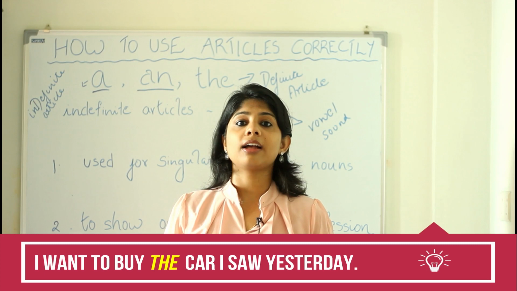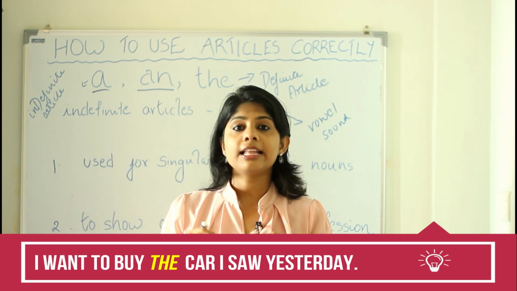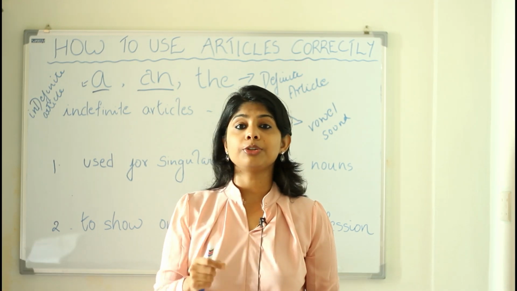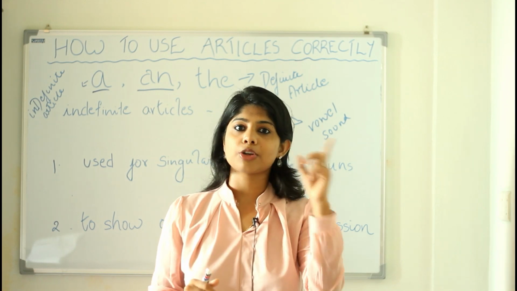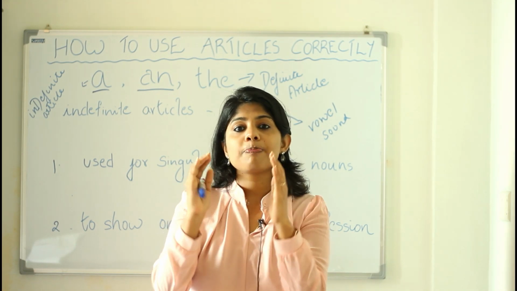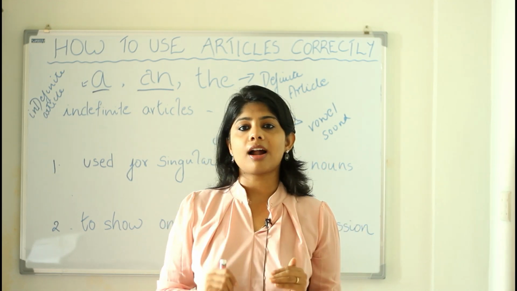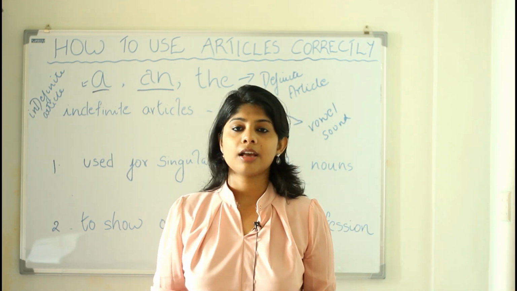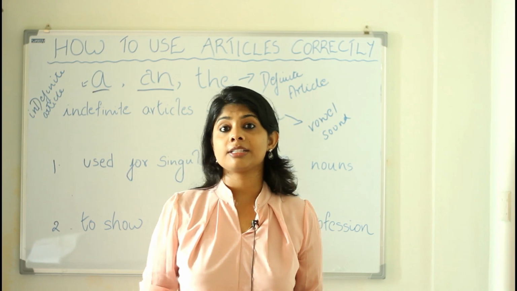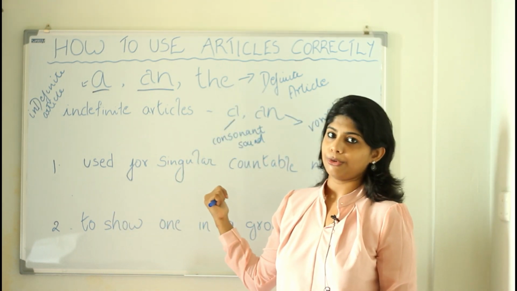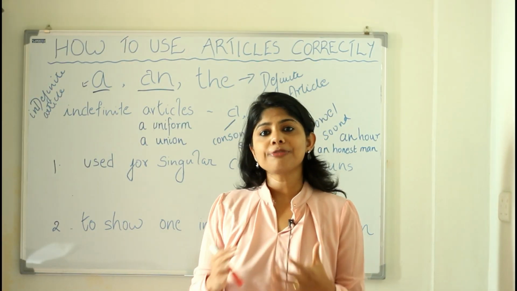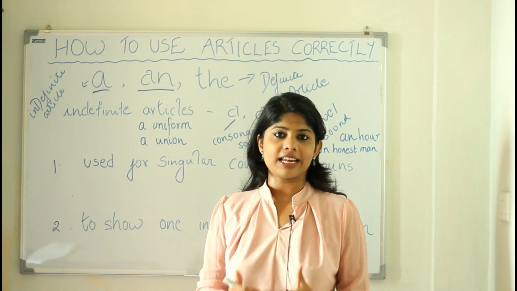I want to buy the car I saw yesterday. In this sentence too, I am referring to the car that I saw yesterday, that is a specific car. This is the main difference between definite articles and indefinite articles. We'll understand the other differences with the help of the rules to be followed. Now let's figure out which of these articles we use in a sentence.